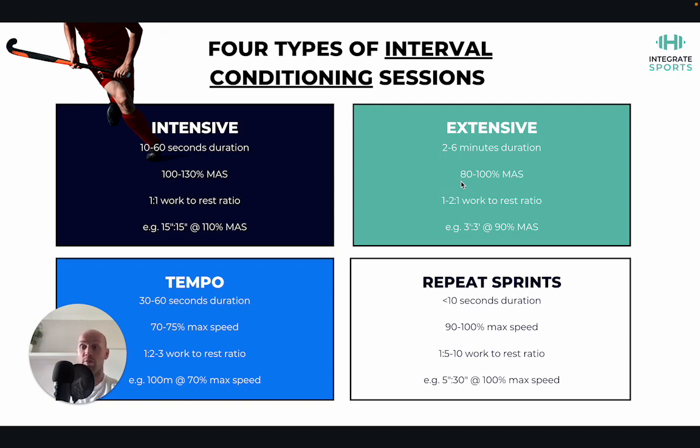So they can both be used in a program, and if we were going to do 2 sessions per week, you might say one of each would be effective. But we've also got 2 other types of conditioning which we can intersperse with this as well.